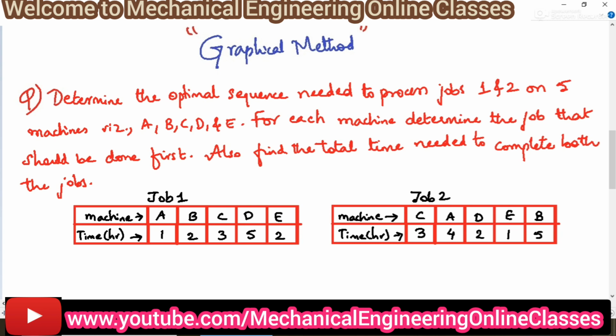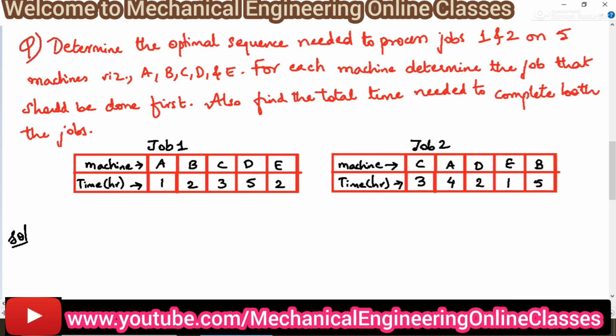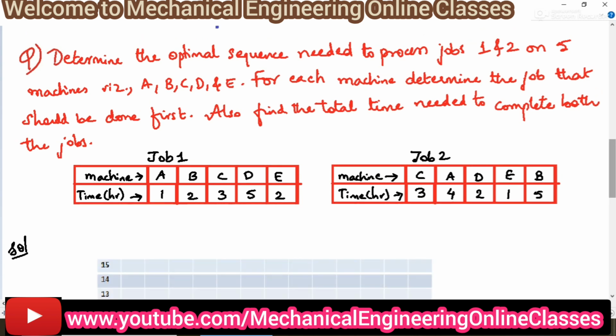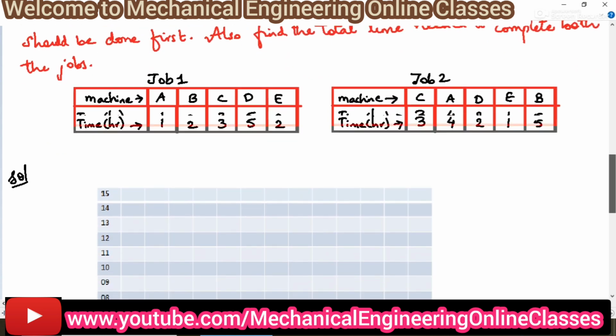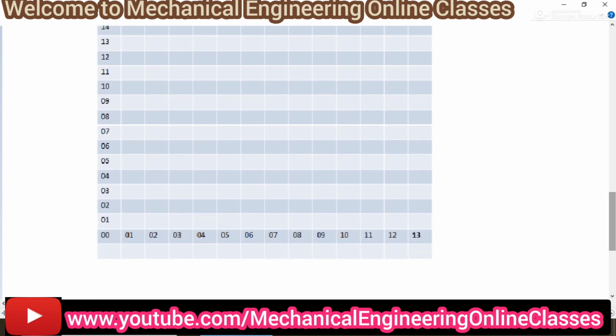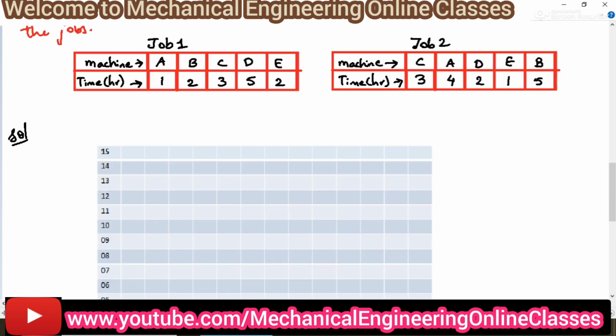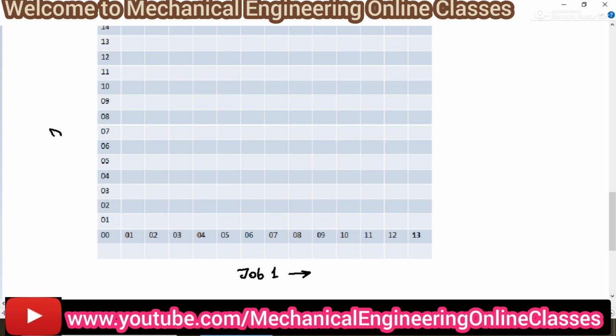So now we have only one machine A, which is the only one of its kind. Machine B also we have a single machine, only one machine of C kind, one machine of D type and only one machine of E type. So with these 5 machines, the 2 jobs must be processed, and we have to find the total time that is needed to complete both the jobs. And we should also find which job is going first to a particular machine. To solve this problem, let us take a graph sheet and we shall plot job 1 on the x-axis and job 2 on the y-axis.